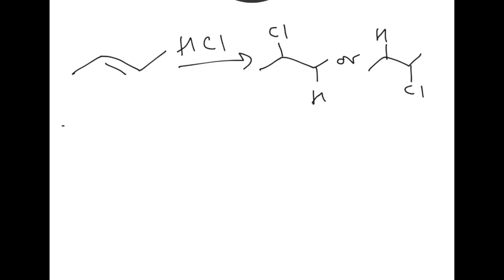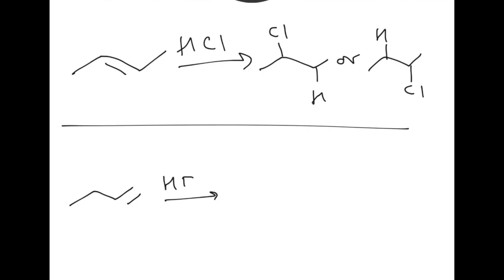Now, what happens if you have this? You can make 2 different products, right? We'll color code them. You can make this where you add the bromine to the carbon on the end, or you can make it where you add the bromine to the carbon inside of the double bond. I get 2 different products.